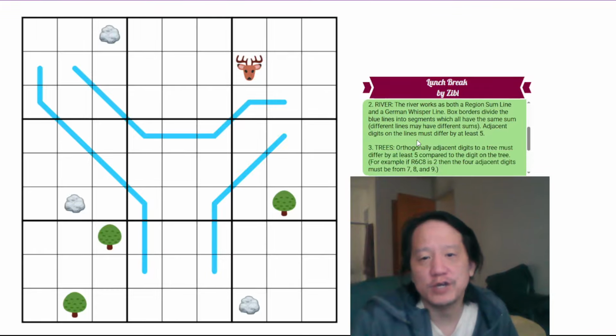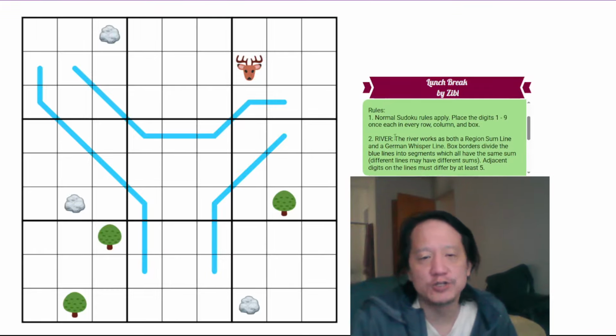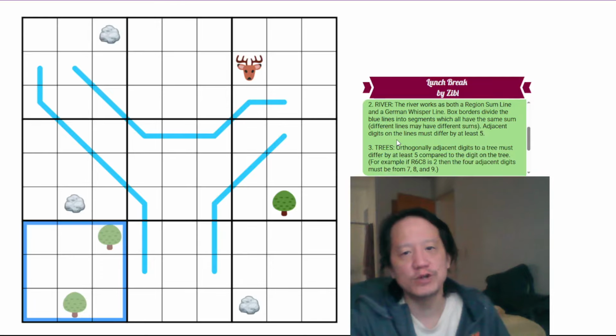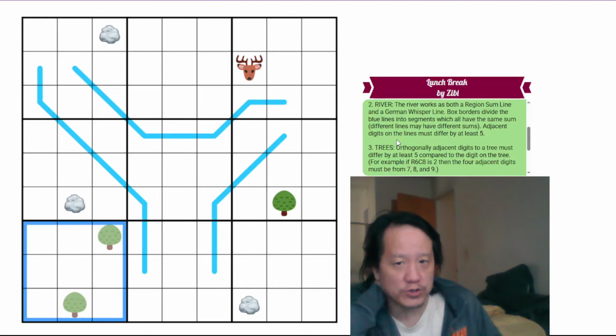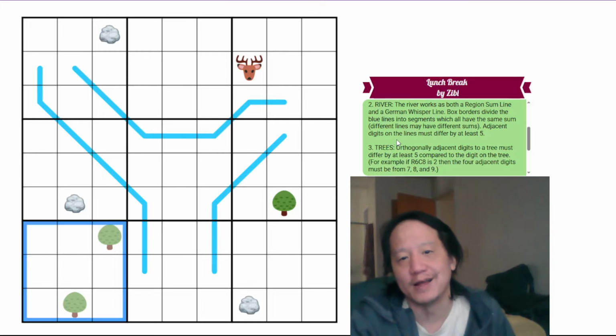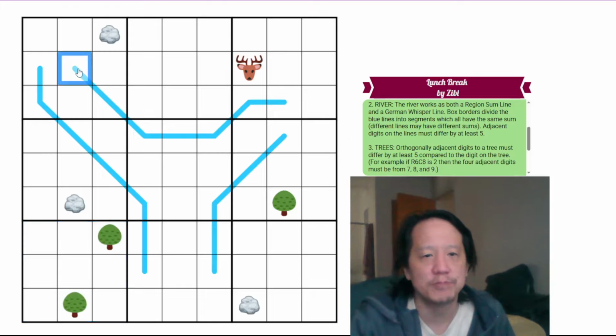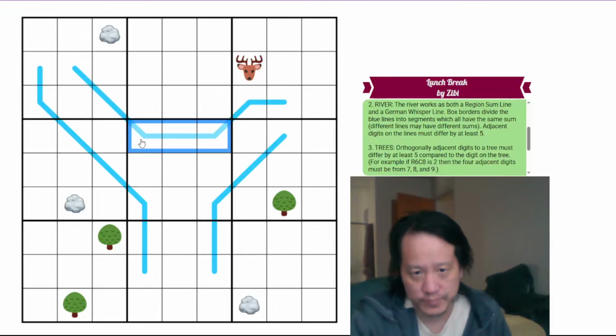Here are the rules. Normal Sudoku rules apply, which means place the digits 1 through 9 once each in every row, column, and box. We have a river, where the river works as both a region sum line and a German whisper line. Box borders divide the blue lines into segments which have the same sum, and different lines may have different sums.